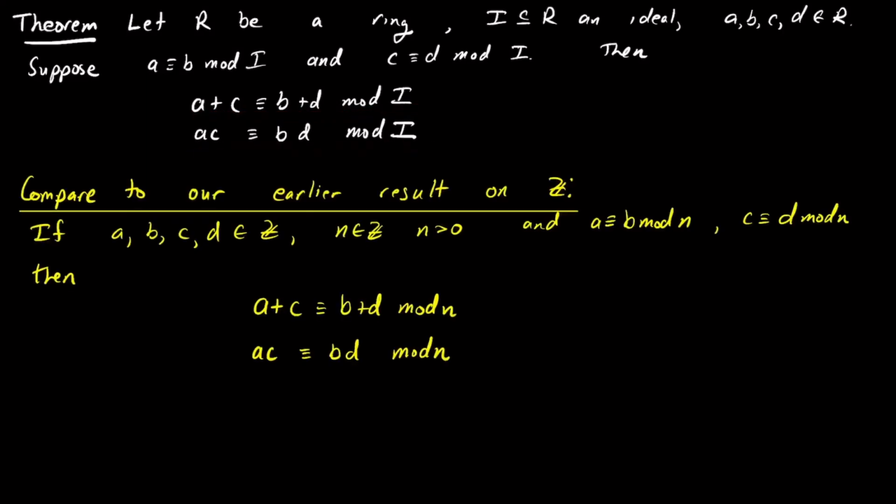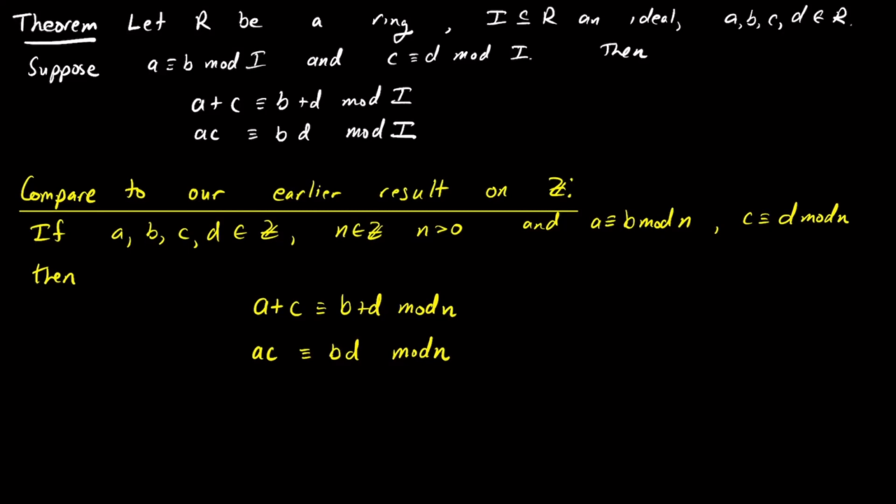And the thing to compare this to is the earlier result that we proved when we were working with Z mod n, right? One of the early results that we proved was that if A, B, C, and D are integers, and n is a positive integer, and we assume that A is congruent to B mod n, and C is congruent to D mod n, then A plus C is congruent to B plus D mod n, and A times C is congruent to B times D mod n. And the whole reason we did this was because we wanted to define modular arithmetic.